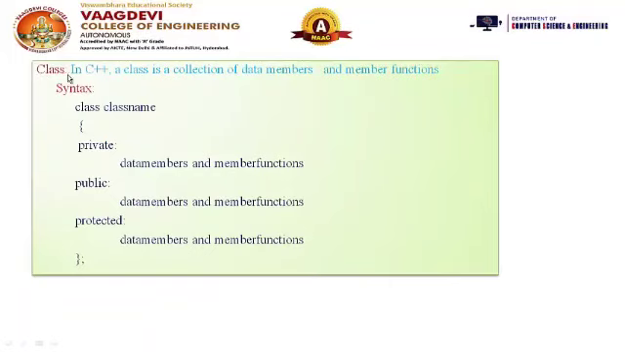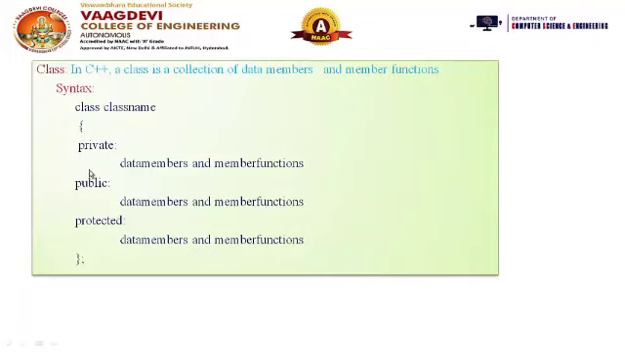Class is a collection of data members and member functions. And this is the syntax of class. We can create a class by using this syntax. The class is a keyword which is used to define a class. A class name is the name of the class. Open curly bracket indicates the beginning of the class.